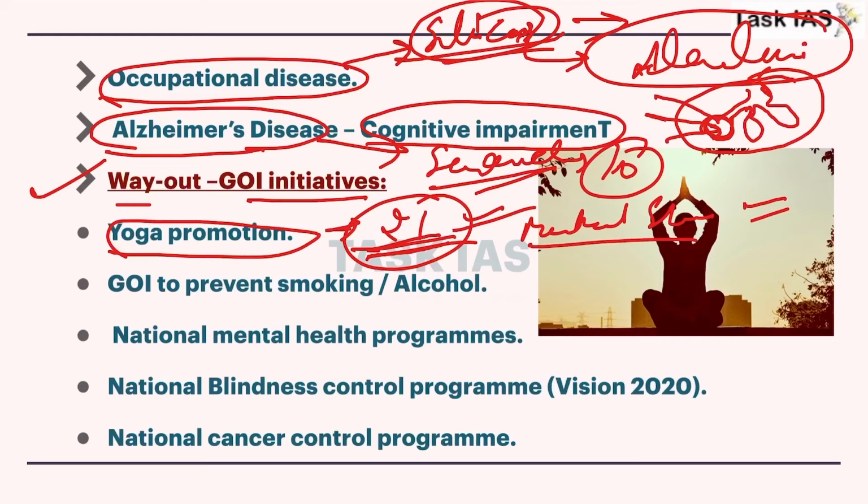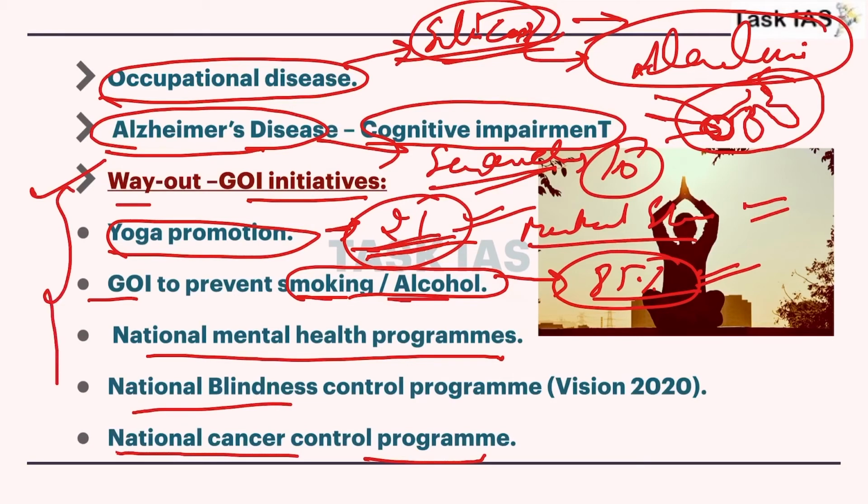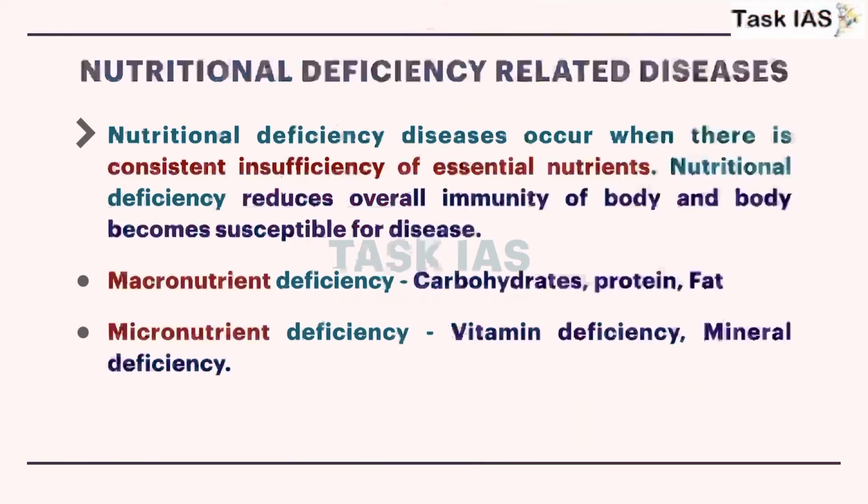Now government is targeting smoking and alcohol, and you can relate with the government initiative that 85% of the area of any tobacco related material should be covered with pictures. So it is related with advertisement on tobacco products. Now National Mental Health Program, similarly National Blindness Control Program or Cancer Control Program. So you can relate with your non-communicable disease aspect. If some extra points, you can write.